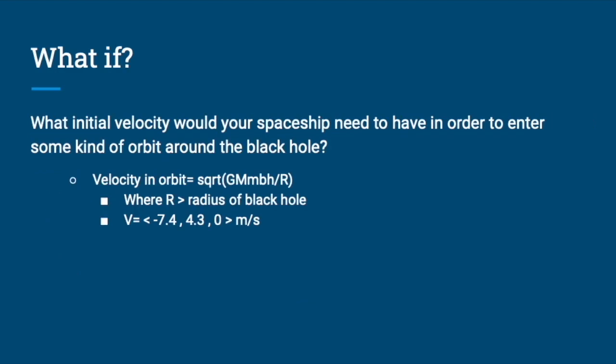So for the what-if part: what initial velocity would your spaceship need to have in order to enter some kind of orbit around the black hole? For an object to be in orbit around another object, essentially the velocity of that object would have to be equal to the square root of the gravitational constant times, in this case, the mass of the black hole over r, where r is the radius of the orbit. And is any radius larger than the radius of the black hole itself?